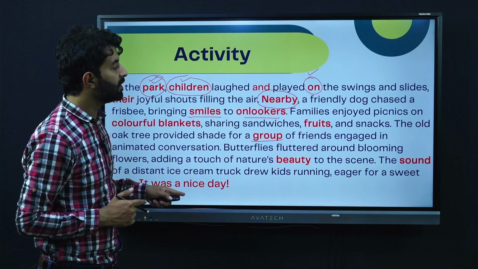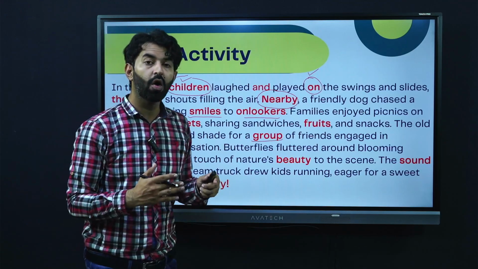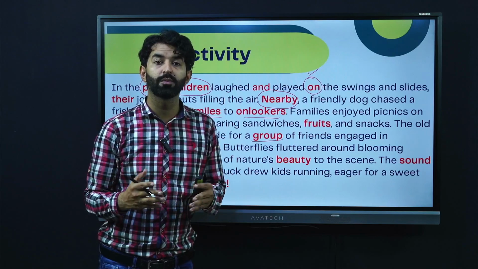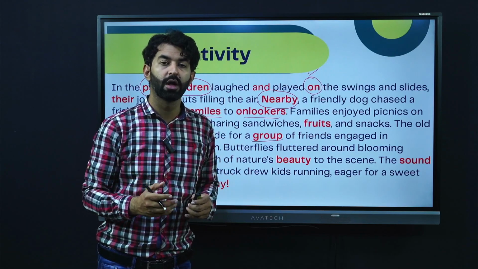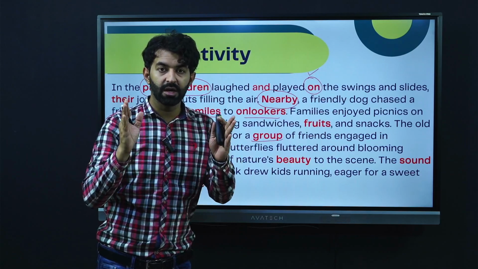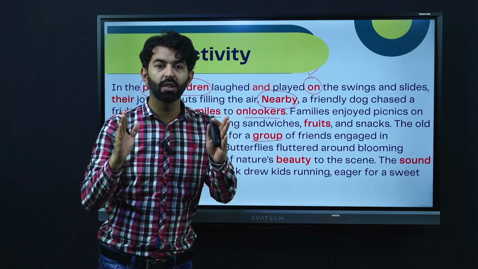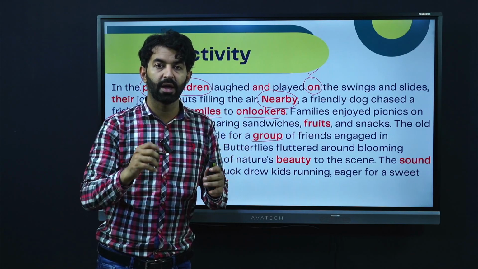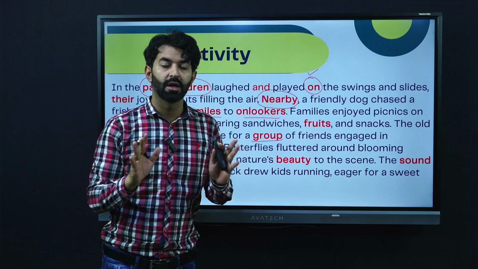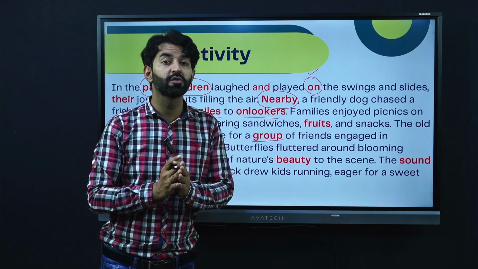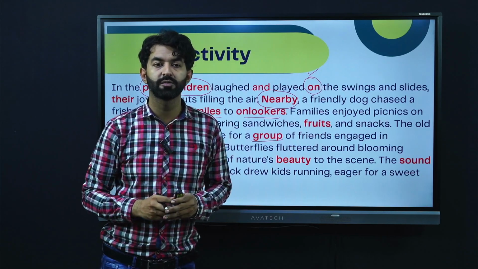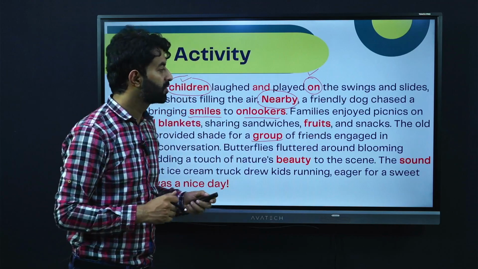This is your activity. You can do it from this one, or you can take any text from your textbook, from the newspaper, or from your storybook. Select a passage and then just start thinking, I am going to find all the parts of speech and label them each one by one. Very easy. If you do this activity, things will become so much easier and you can easily recognize any part of speech, any category, in no time.